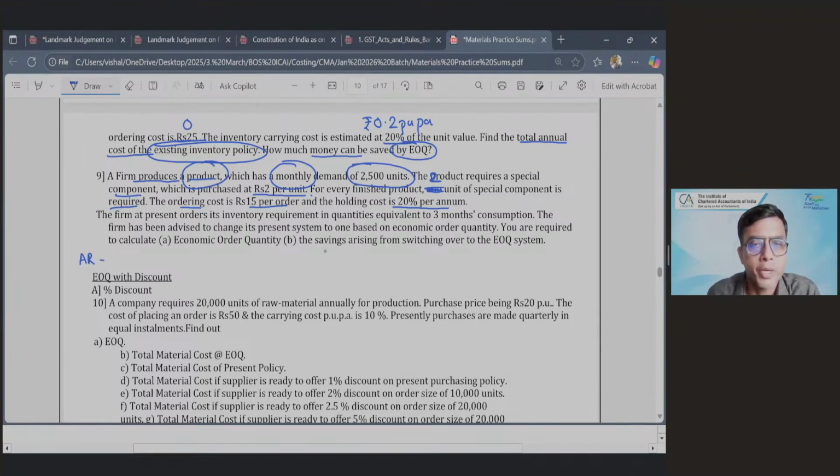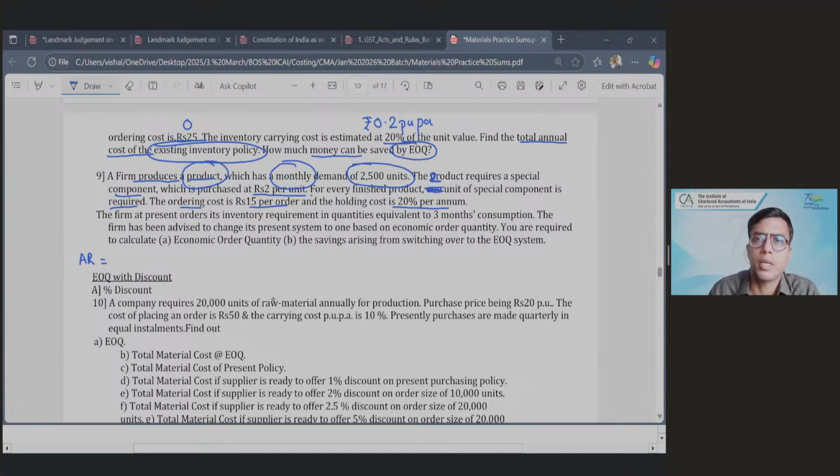Now, what I was trying to explain, two things to be noted while you are finding out AR is that AR is your annual requirement, first thing. Annual requirement, it is of material. Please understand this. So annual requirement is of material, right? Now pay attention. When we are saying annual requirement is of material, here what it says, a firm produces a product which has a monthly demand.